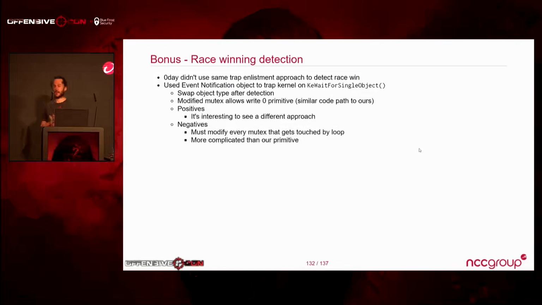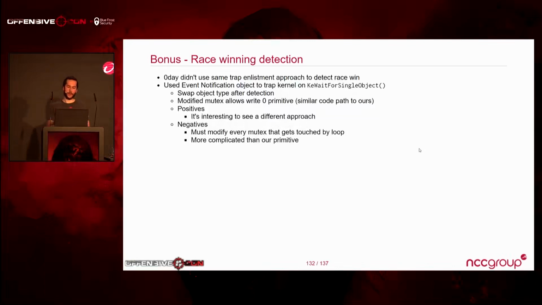There are three things I want to explain that are different, and that make it very interesting for us. The first thing is that for detecting if they won the race, they don't seem to have used the same system as trap enlistment, making the loop stuck temporarily, which was quite nice. They used some kind of mutex and event notification object in the kernel that traps it temporarily inside some KeWaitForSingleObject, and they are then able to modify it from userland to restore it, and also to do a write primitive. So it's interesting because it's a different approach.